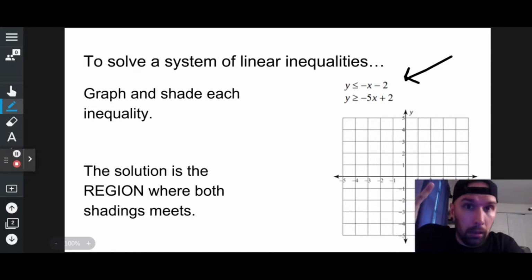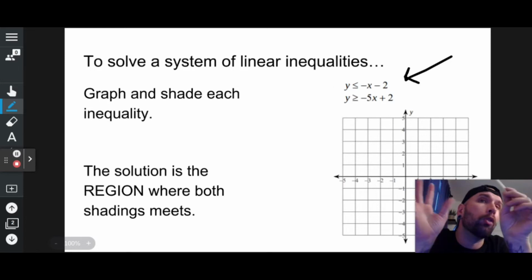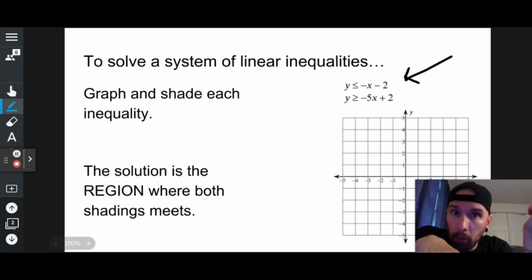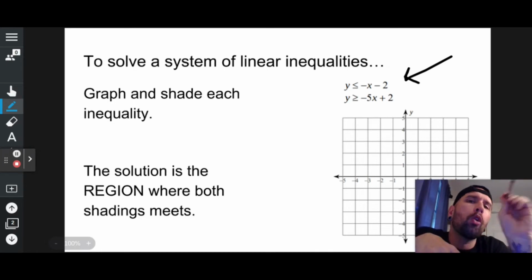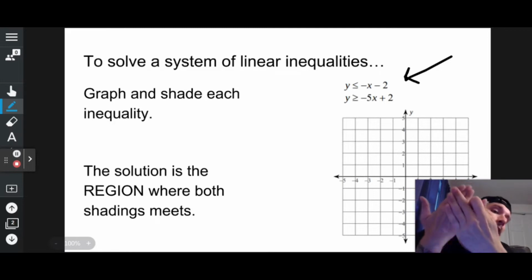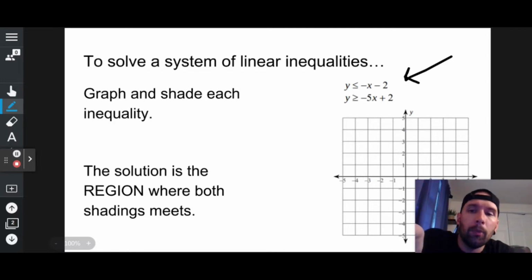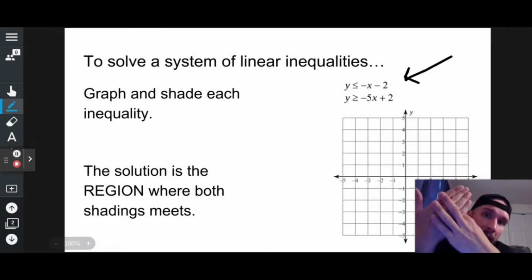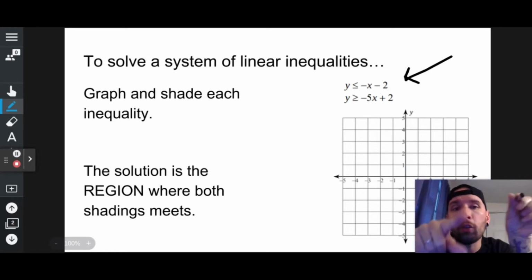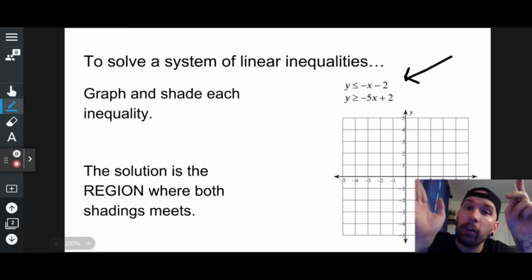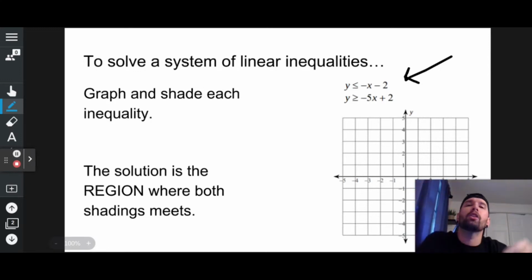What does that mean? Well, when it was one inequality and we would shade an area, that meant all the coordinates, all the ordered pairs in that area were part of the solution. Now I'm going to have shading and then more shading. Simply put, where the two shadings meet is going to be your final answer. So we'll graph both inequalities on the same coordinate plane, shade once, shade twice, and where the two shadings meet is your answer.